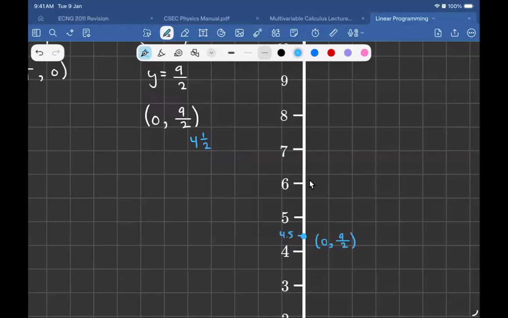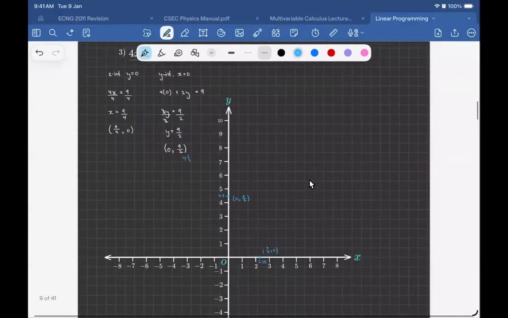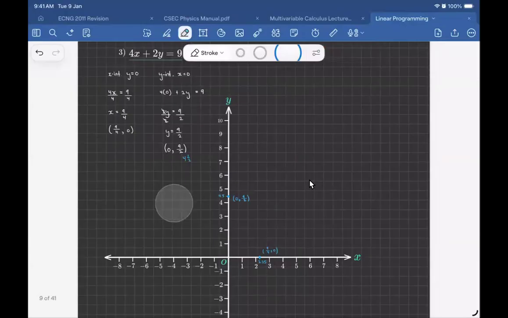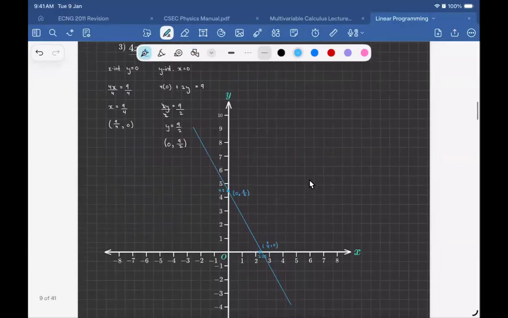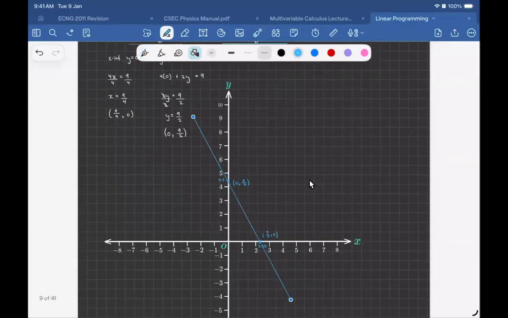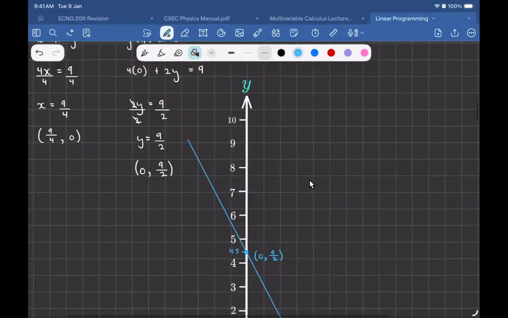So now that I have these 2 points, what could I do to draw my line? Connect the 2 points. Correct. And when you draw your line, don't forget you need to put the equation of the line. So what was the equation of this line, Sahara? 4x plus 2y equals 9. Right, 4x plus 2y is equal to 9.